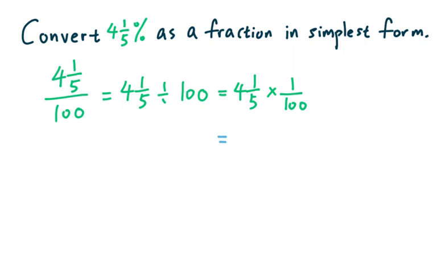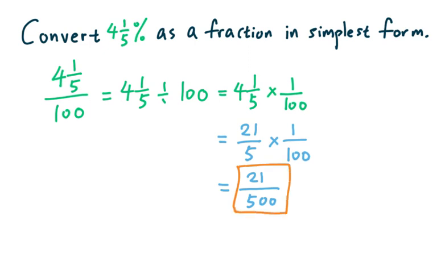Now before we can continue to multiply, we have to convert 4 and 1/5 into an improper fraction. So the improper fraction of 4 and 1/5 is 21 over 5, because 4 times 5 plus 1 is 21, and we keep the denominator 5, and we want to multiply that by 1 over 100. Now it seems like we cannot reduce any fractions before we continue multiplying, so we'll just go ahead and multiply. 21 times 1 equals 21, and 5 times 100 is 500. And the final answer is 21 over 500. 21 and 500, they are both integers, and their GCF is 1.